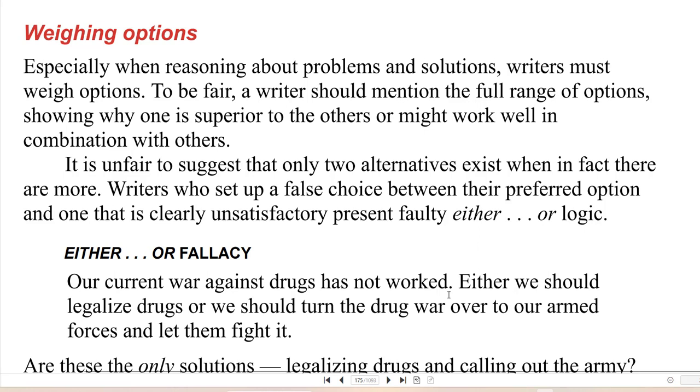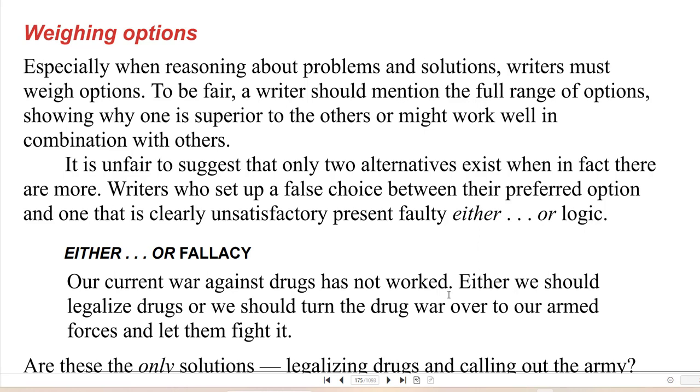Weighing options. Especially when reasoning about problems and solutions, writers must weigh options. To be fair, a writer should mention the full range of options, showing why one is superior to the other or might work well in combination with others. It is unfair to suggest that only two alternatives exist when in fact there are more. Writers who set up a false choice between their preferred option and one that is clearly unsatisfactory present faulty either-or logic.